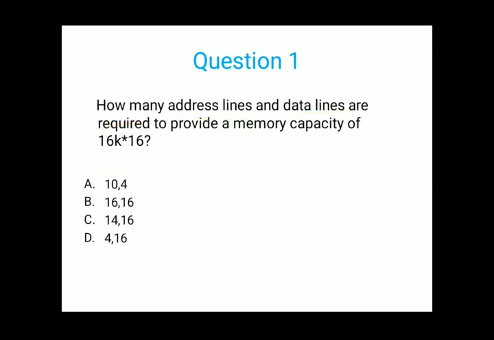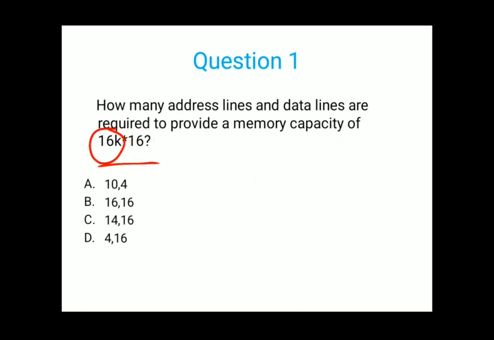So the address lines are used to specify which address to access in the memory. And the data lines are the lines that carry data within a computer, we can use data lines for that purpose. So here in this case 16K into 16 is the memory capacity. So this 16K is used for the address lines, and this 16 bit is used for data lines.